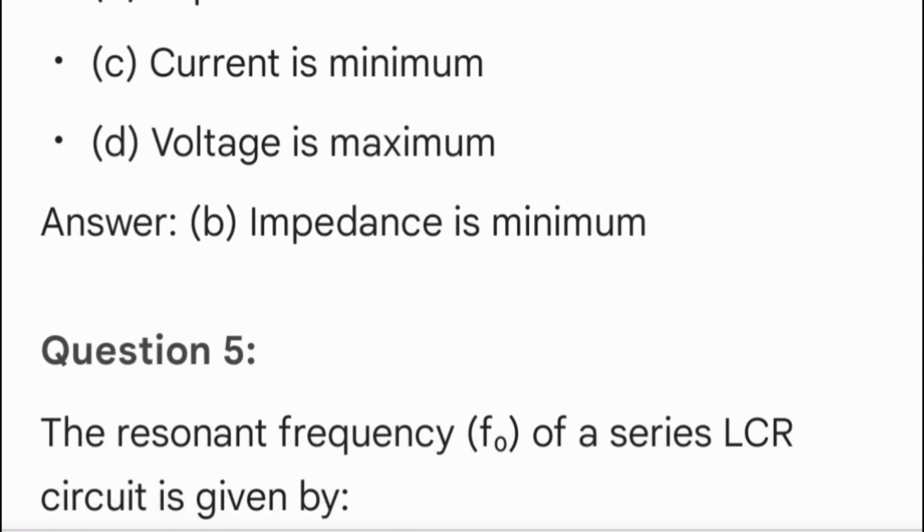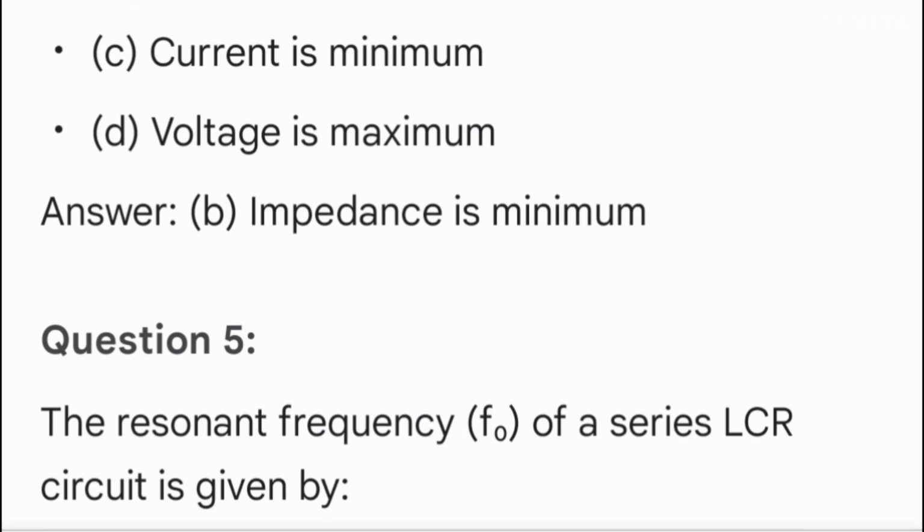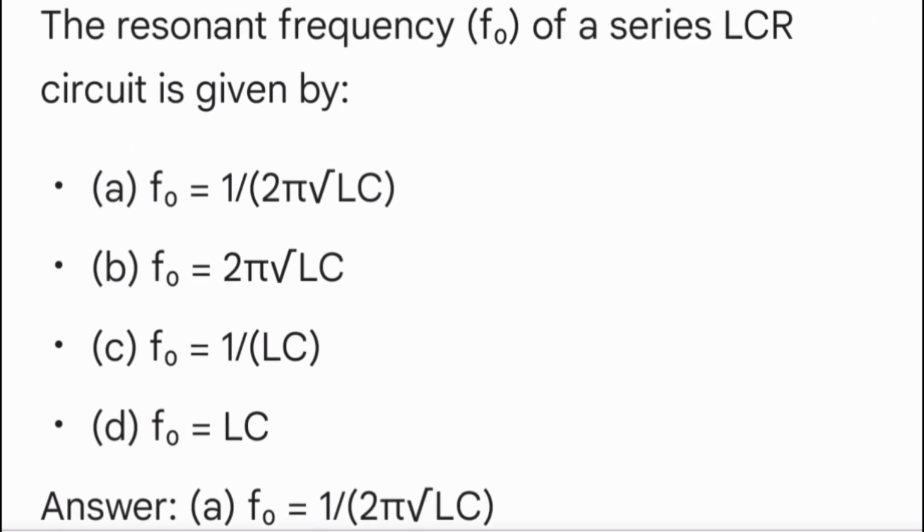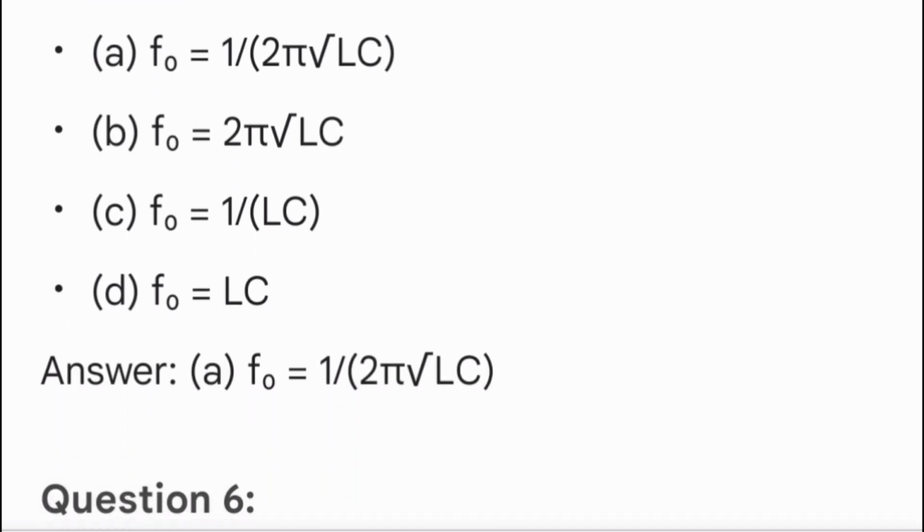Question 5. The resonant frequency of a series LCR circuit is given by A. F equals 1 by 2 pi square root LC, B. F equals 2 pi square root LC, C. F equals 1 by LC, D. F equals LC. Answer: A. F equals 1 by 2 pi square root LC.